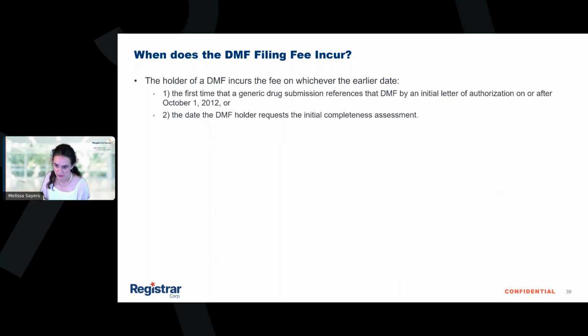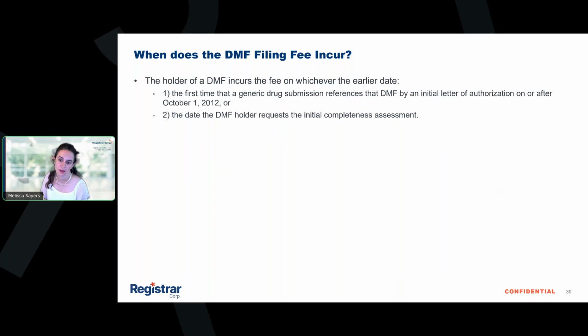This fee is not a yearly fee. It is a one-time fee. This means when the same master file is named in another generic drug application, it does not incur the fee again. It is also important to note that this fee does change each fiscal year. Therefore, the fee that is due will be based on the fiscal year of the date that the master file is referenced in a generic drug submission, or that the fee is paid.